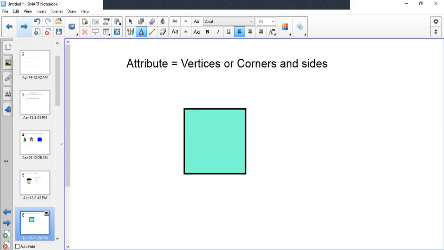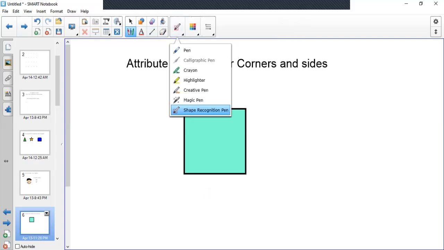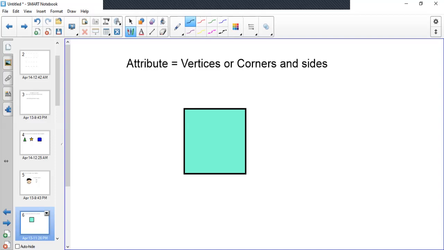So let's take that knowledge and apply it to shapes. What shape are we looking at right now? Exactly, this is a square. And an attribute of a square can be its vertices or corners and its sides. How many vertices does this square have? Excellent job. This square has 4 vertices.